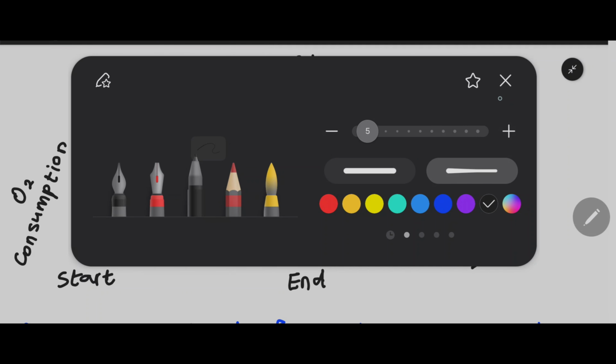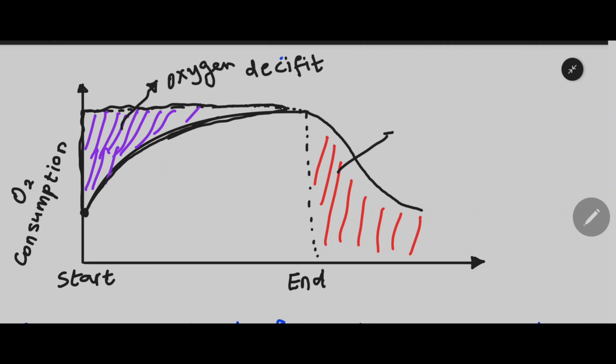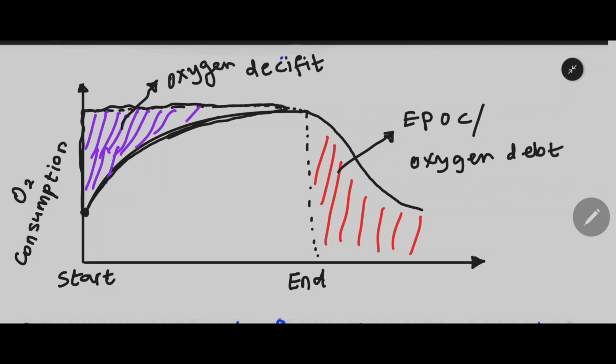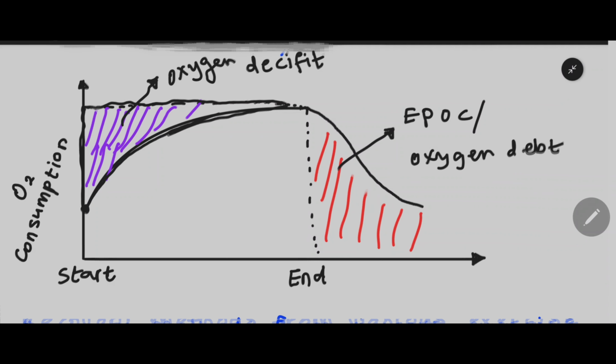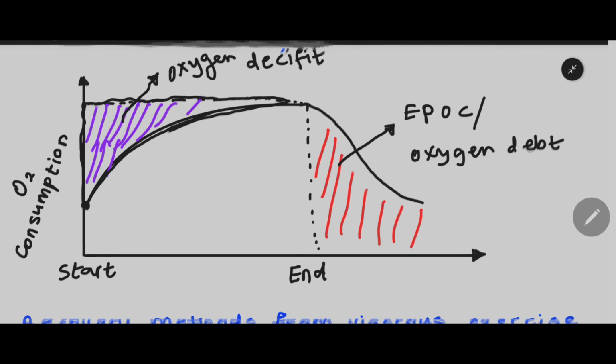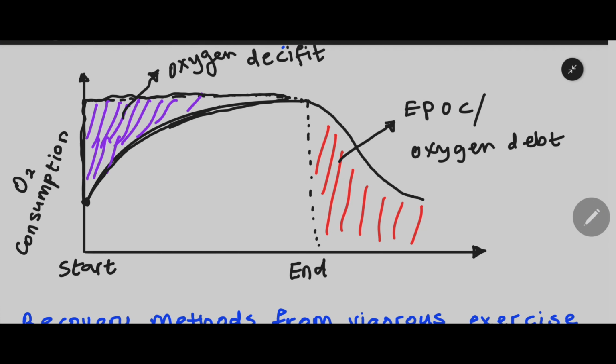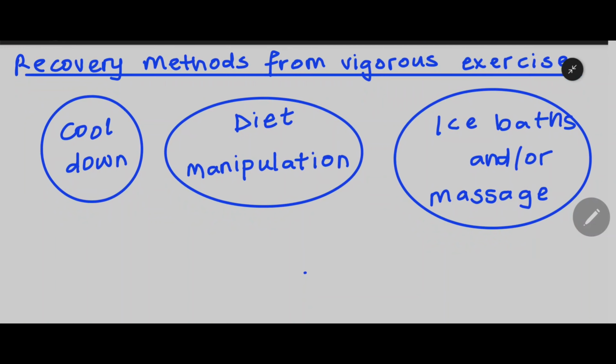So that's what we mean by EPOC, and that is how you can demonstrate EPOC or oxygen debt on a graph to make it easier to understand. And that EPOC is important during the recovery phase after you finish exercise, because it helps to replenish your energy systems, and it helps to remove waste products like lactic acid. And that is why after you've done some intense exercise or activity, your breathing remains elevated for a while, which takes us really nicely into recovery methods from vigorous exercise.